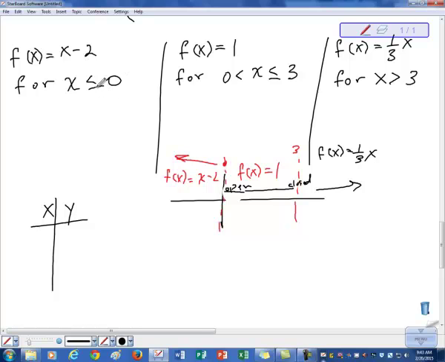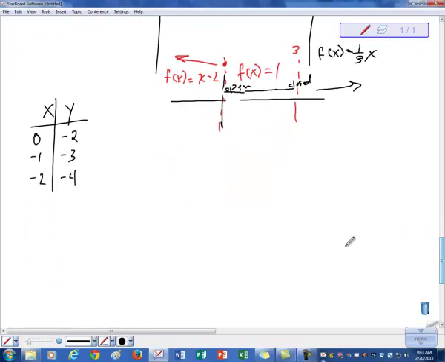So we want to use our table of values. And so we want to start with our restrictions. 0, and since it's going less than 0, it'd be -1, -2, and that should be enough. So we put in 0 here and we get -2 out. At -1, -1 and -2, we get -3 out. And -2, -2 and -2, we get -4 out.